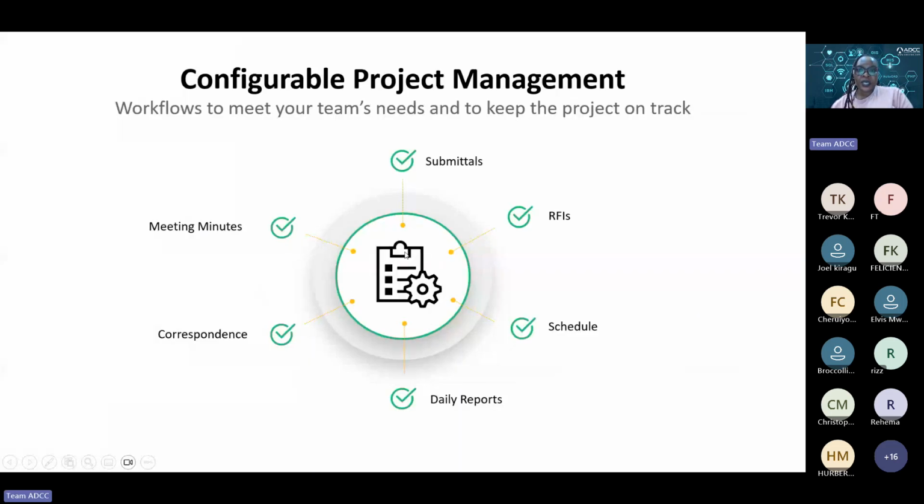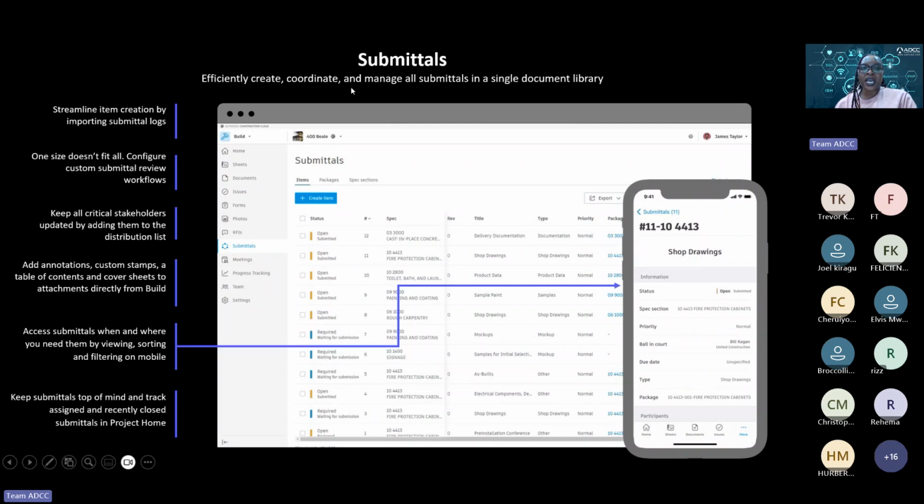So under project management, we have submittals, RFIs, schedule, daily reports, correspondence, and meeting minutes. So with submittals, I'd mentioned that you do not need... so on your right, you can see that we have different items. Some are required, some are open, some are probably still on drafts. Submittal requests, then you can be able to key in the necessary information that is required and then send to the person who needs to visualize that information.